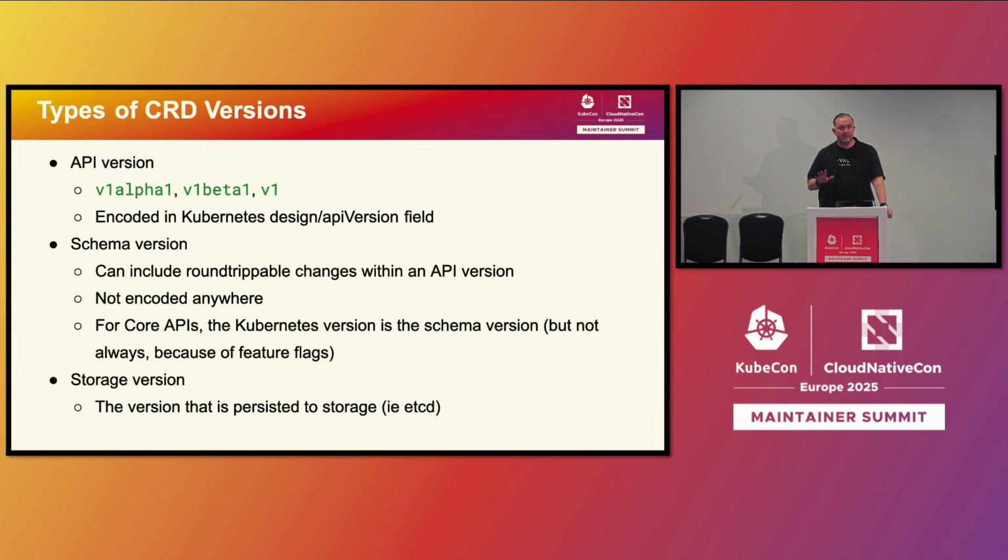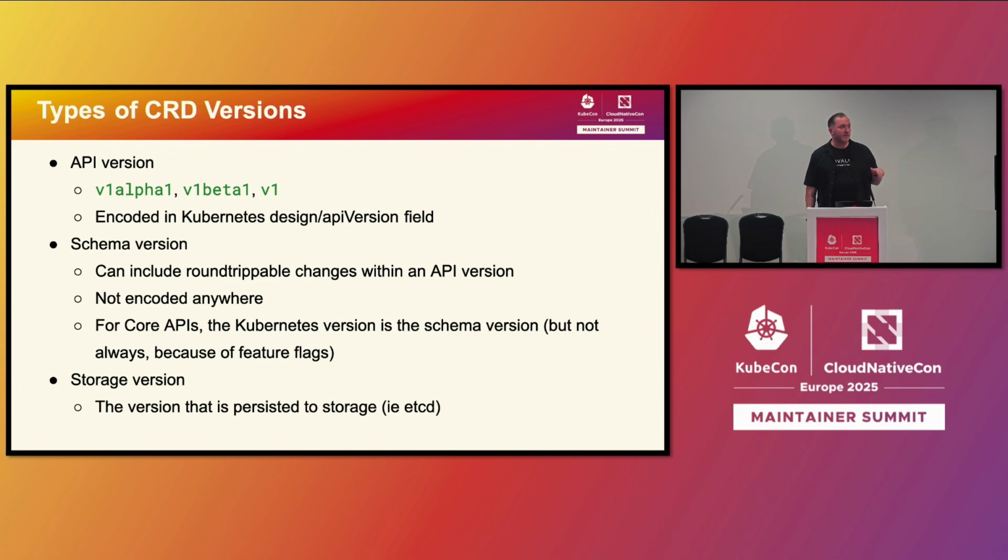So let's go through important types of CRD versions. We've got the API version. That's the v1alpha1 that we all know and love. That's in the API version field. Now, there's also what I like to call the schema version, which is the version of the schema, because you don't necessarily need to bump the API version field to change the schema. There are allowable changes. They need to be round-trippable. It's unusual that the schema version gets encoded anywhere. We do in Gateway API in a label for exactly this sort of reason.